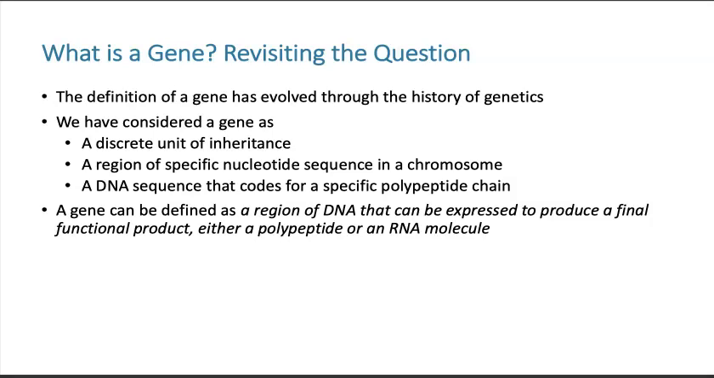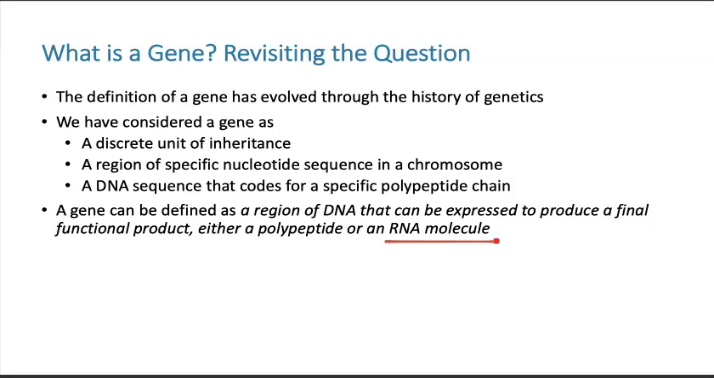But I don't want to leave this lecture with just those three definitions. There is a fourth thing that's also important for you to understand, and that is that a gene can be defined as a region of DNA that is expressed to produce a final functional product. And that final functional product can be a polypeptide for sure. That's what we spent a lot of this lecture talking about. But it can also just be an RNA molecule. And if it's just an RNA molecule, we talked about ribozymes, right?